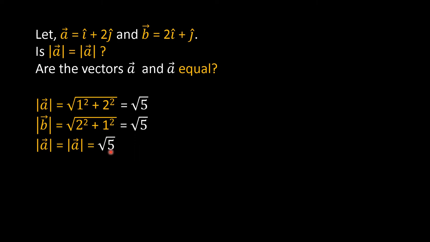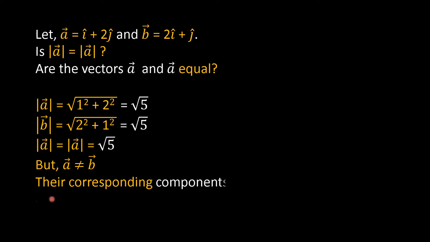Here, since mod a bar equals mod b bar equals root 5, we say that the magnitudes of a bar and b bar are equal, but vector a bar is not equal to vector b bar because their corresponding components are not equal. See, here the corresponding components of i are 1 and 2, which are different, and corresponding components of j, which are 2 and 1, they are different.